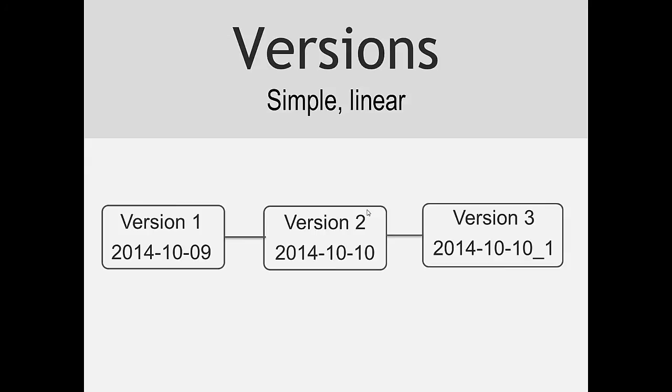So here's a simple linear version of, it could be a written document, it could be a data set, and you can simply number them. So you could just have version 1, 2, 3, or have a date. And if you get more than one on the same date, give them a number or a version number or a time. Simple way to do it.